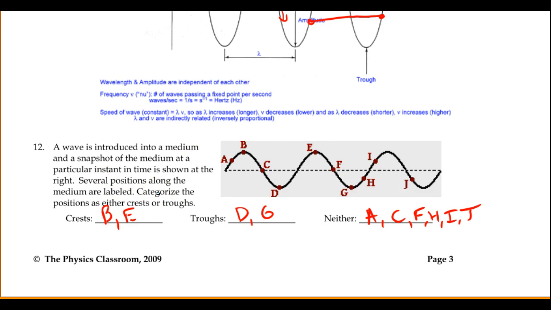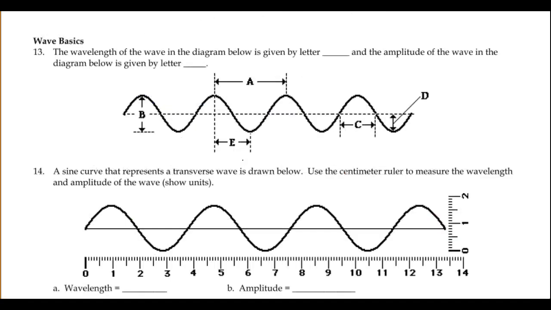So crest, top point of the wave, highest point, trough, lowest point. Anything in between doesn't really have a specific name, although something like C is at the equilibrium position. That's an important position with waves. Okay, here you're looking for the wavelength. The wavelength is given by letter A. Wavelength is the same distance between any two like points, so here it's crest to crest.